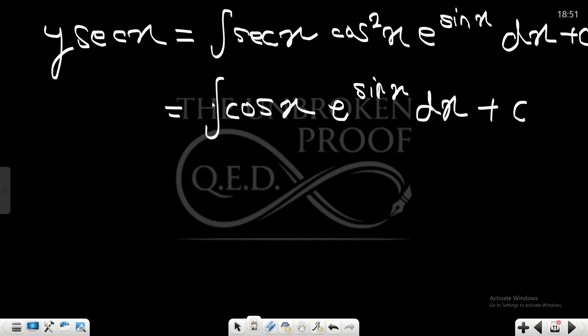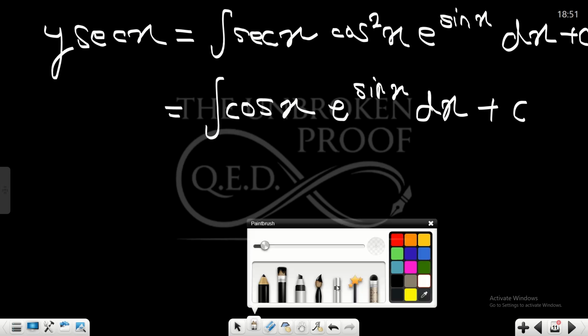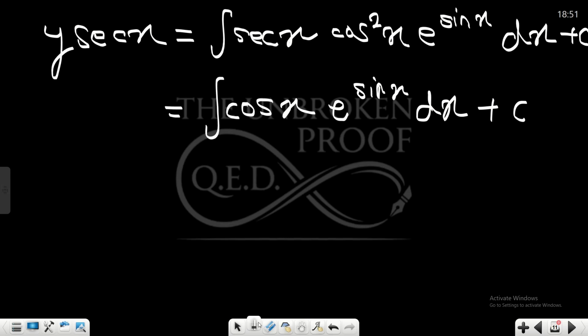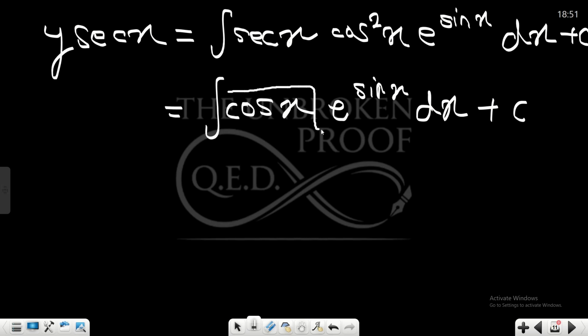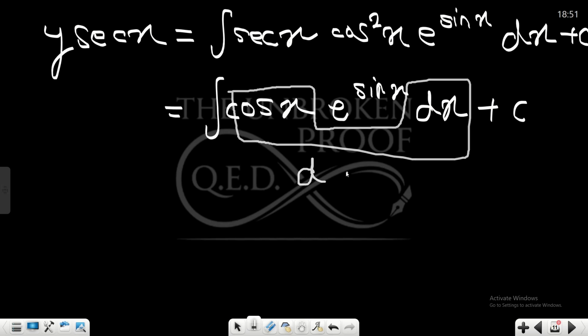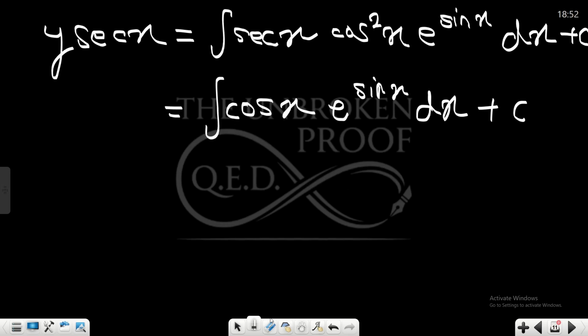Now if you see clearly, there is a kind of chain rule that is applied. This is just the reverse process of the chain rule. What we are going to do is replace cos x dx with d of sin x. The logic is the same as when I derived the integral of tan x. If I take this cos x dx, it can be written as d of sin x.